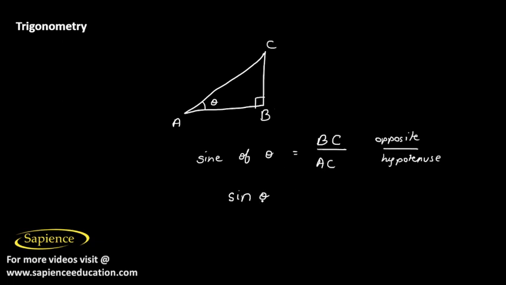Similar to sine, there are 5 other trigonometric ratios. They are called trigonometric ratios. So the first one is sine, and sine of theta says the side opposite to the angle divided by hypotenuse, and it is also represented as sin theta.